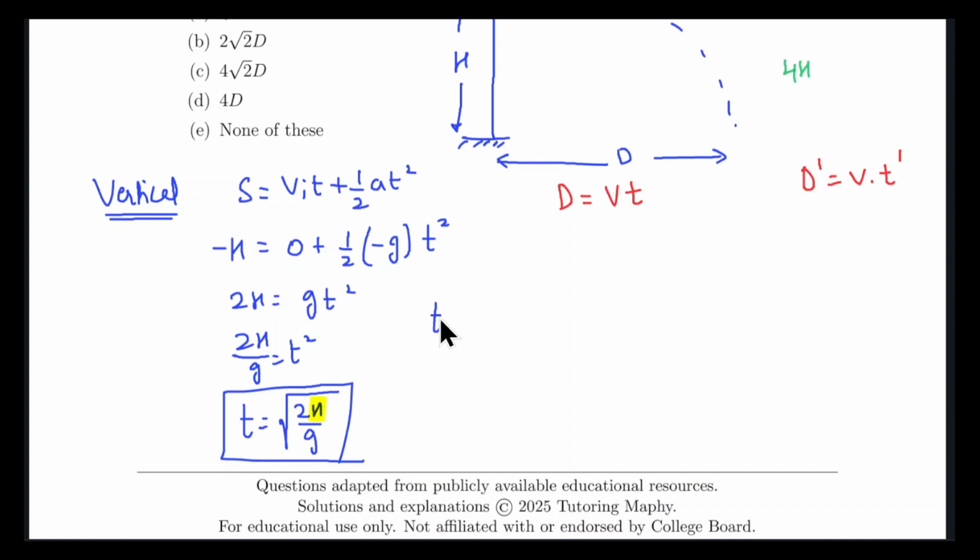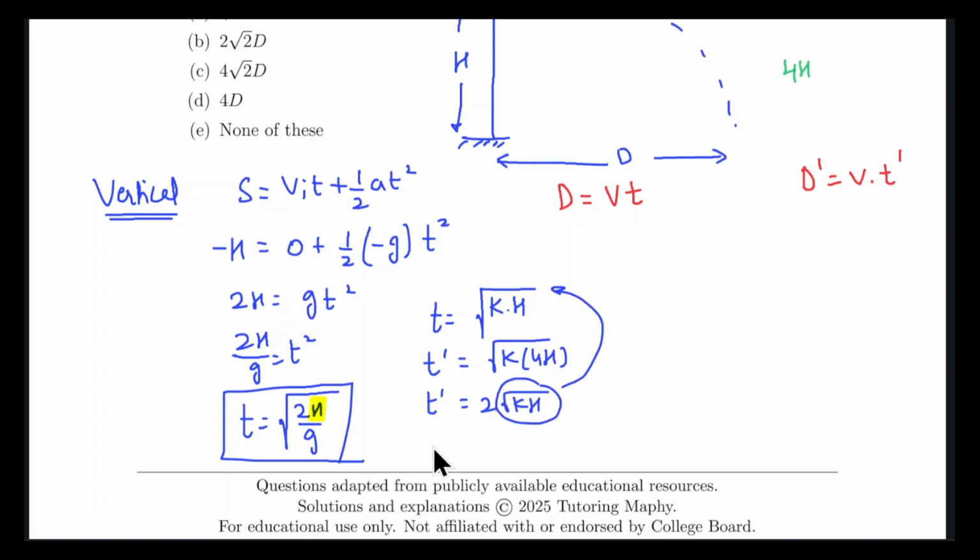If I were to break down the math, it will look something like this. Some constant k times h. Now t dash will be root of k times 4h. The square root of 4 is 2. So 2 root kh, right? And what is root kh? Isn't that the old time? So t dash will be 2 times t.